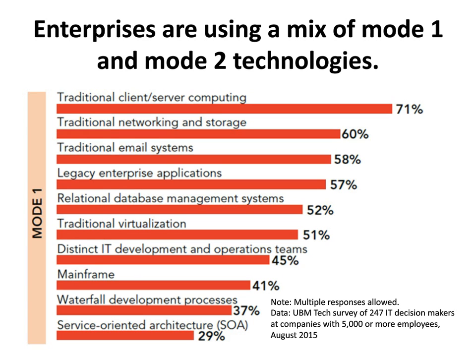And this slide that we have right here is a chart that shows the most popular from the Mode 1 side. Number one on the list is traditional client-server computing. 71% of the respondents said that was in place at their organization. I don't think that surprises anyone. Maybe it's only a surprise that it's not higher. But then other popular answers were traditional networking and storage at 60%, traditional email systems at 58%, legacy enterprise applications, 57%, relational database management systems, 52%, traditional virtualization at 51%, and then dropping down below a majority, other popular answers were distinct IT development and operations teams, mainframes, waterfall development, and SOA.